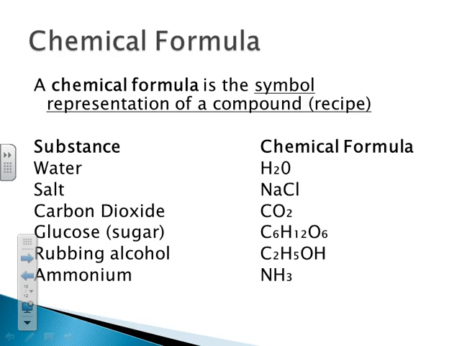Glucose, fancy name for sugar, C6H12O6. Rubbing alcohol, C2H5OH. Ammonia, NH3. Okay, just write down maybe 4 of those. You don't have to write them all down. But when we talk about chemical formulas, that is what we're talking about.